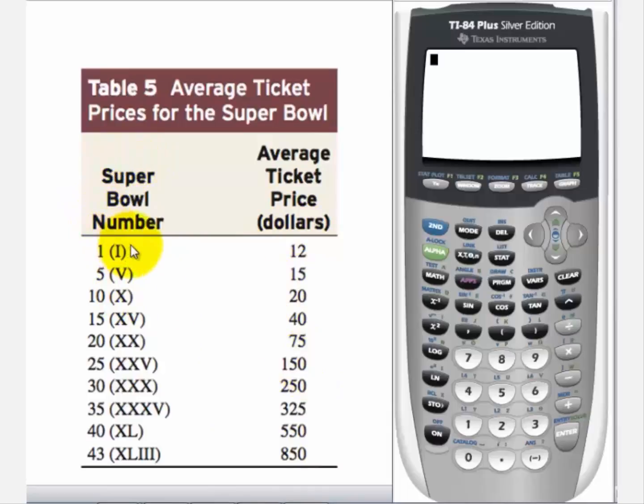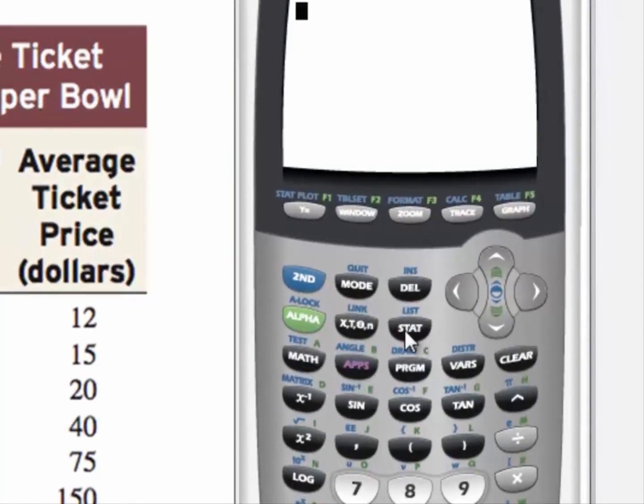Super Bowl number would be the independent variable, and the average ticket price would be the dependent variable, because the ticket price depends upon which Super Bowl. In the beginning, the cost was low, and as we see, as the Super Bowl number increases, the average ticket price increases. To begin, we go to the Stat button.